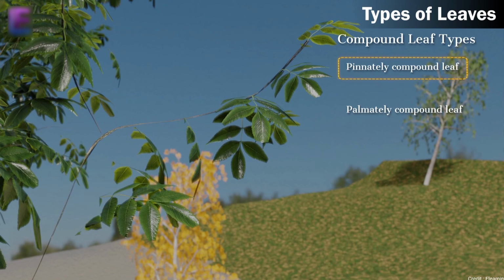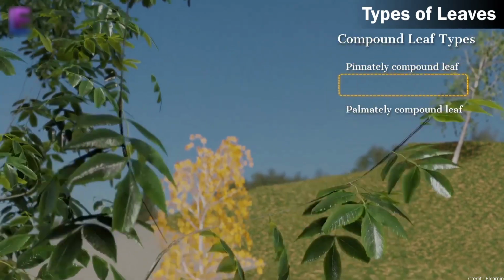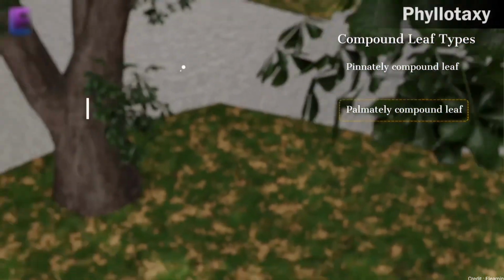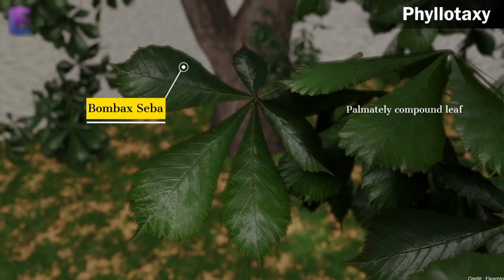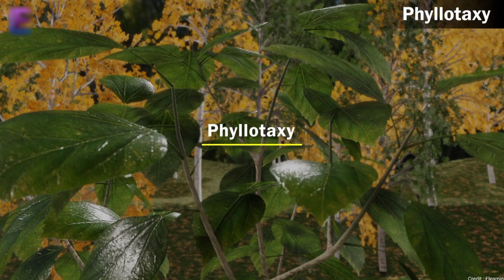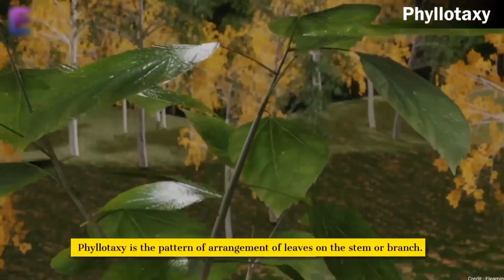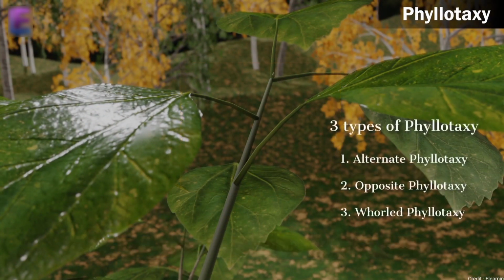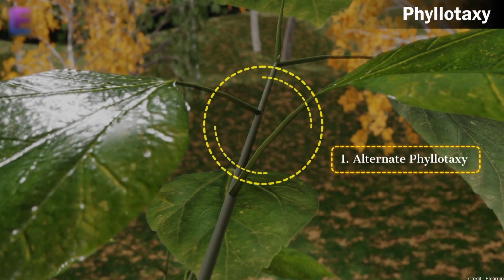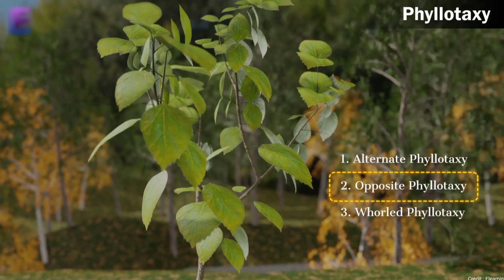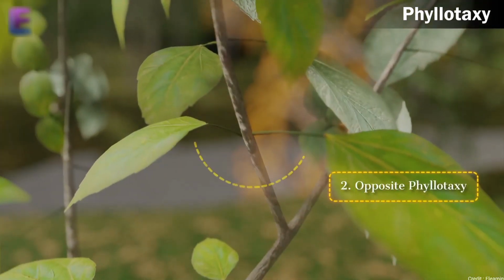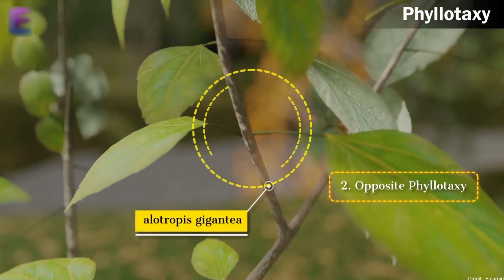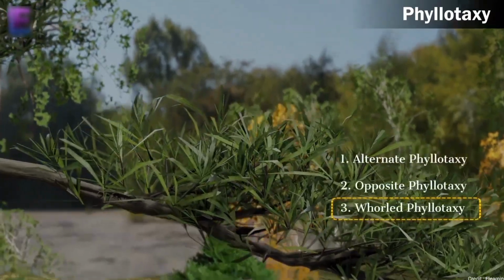These are A. Pinnately compound leaf, for example, neem. B. Palmately compound leaf, for example, Bombax ceiba. Phyllotaxy. Phyllotaxy is the pattern of arrangement of leaves on the stem or branch. This is of 3 types. 1. Alternate phyllotaxy. Example, hibiscus. 2. Opposite phyllotaxy. Example, calotropis. 3. Whorled phyllotaxy.